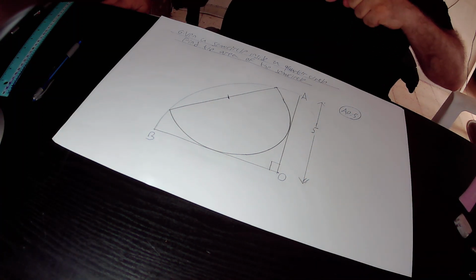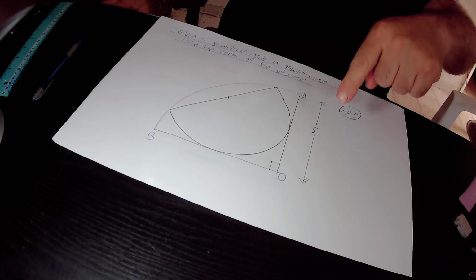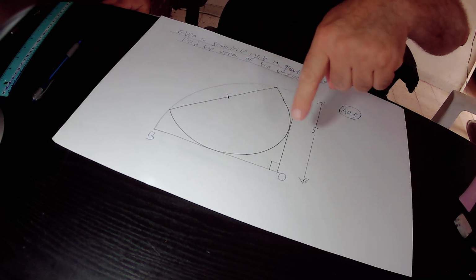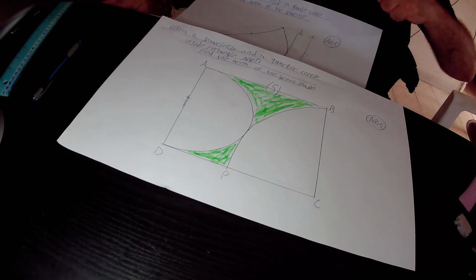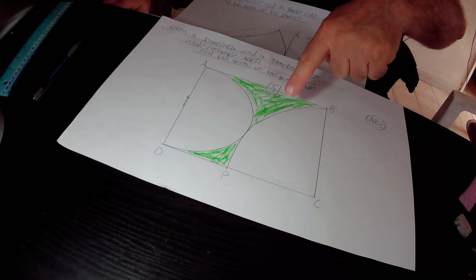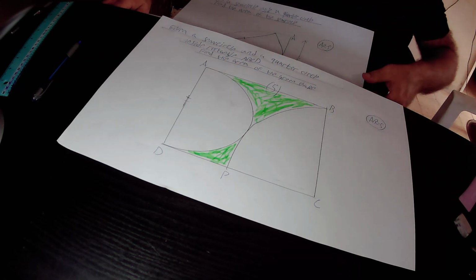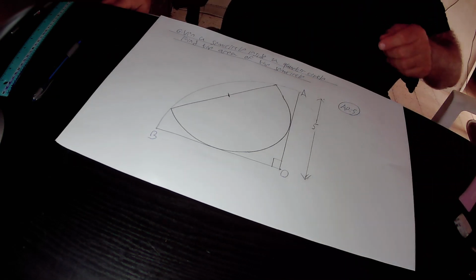Hello, in this lecture we'll answer two questions. In the first question, we'll find out the area of this semicircle that is inside the quarter circle AOB. And in the second question, we'll find out the area of this green shape that is inside rectangle ABCD. So we'll start with the first question.